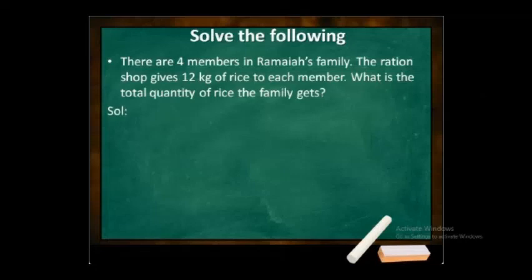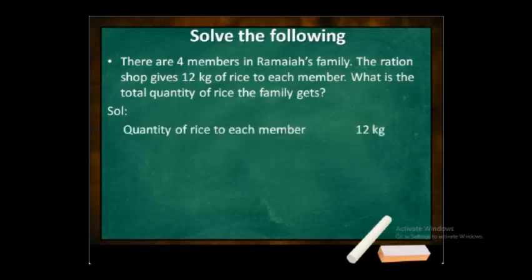Okay. There are 4 members in Ramaya's family. The ration shop gives 12 kgs of rice to each member. What is the total quantity of rice each family gets? So how many members are there? There are 4 members. And how much does the shopkeeper give for each member of rice? 12 kgs. So we'll write the solution.